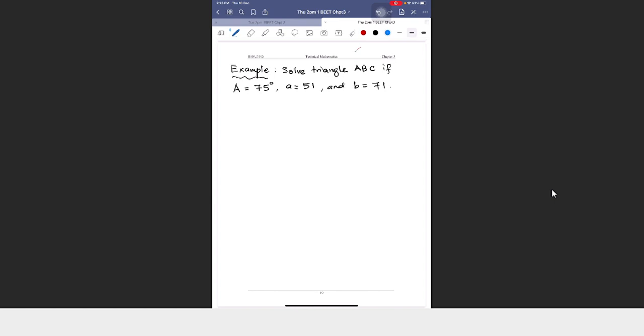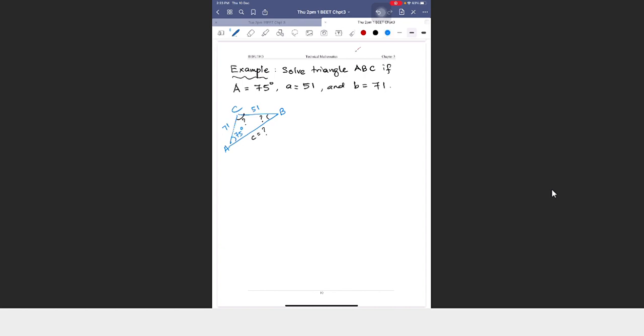First, let me just draw a rough sketch of a triangle, an oblique triangle. Assuming that this is A, this is B, and this is C. You are given this angle is 75 degrees, and a here is 51, and b here is 71. And then this is what you want to find: the missing angles here, as well as the missing side or the missing length.